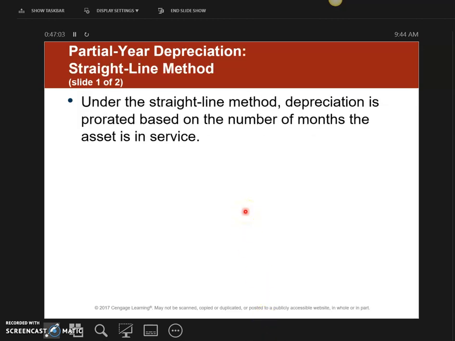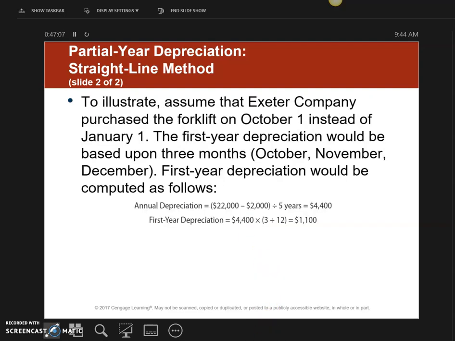For straight line, it's prorated based upon the number of months. So if we go back to our calculation, here's an example where we didn't buy the forklift until October, so we only have it in operation for 3 months. Here's how we did the annual depreciation. This is annual for 12 months. Then we're going to take this and multiply it by 3 months out of 12. So year 1 depreciation would be a partial year depreciation of 1100. This is for the straight line method.